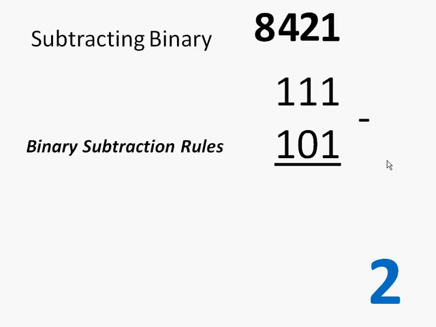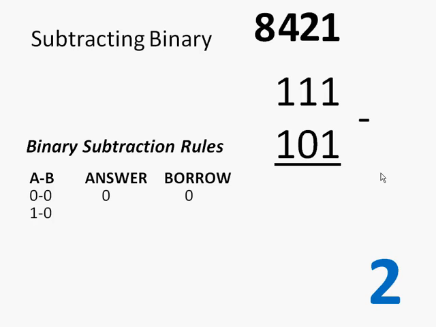Just like the binary addition, we have rules for binary subtraction. So A minus B should usually give us an answer, or we'd have to borrow. So 0 take away 0 in binary is answer 0, and we don't need to borrow. 1 take away 0 is 1, and we don't need to borrow. 1 take away 1 is 0, and we don't need to borrow. So those simple rules should help us do this first one.